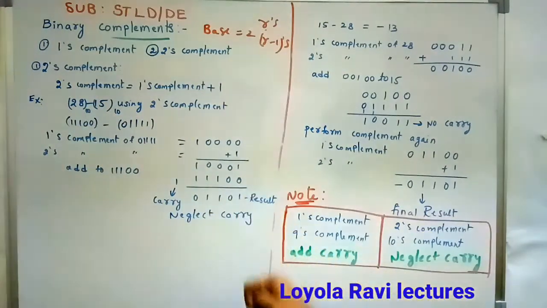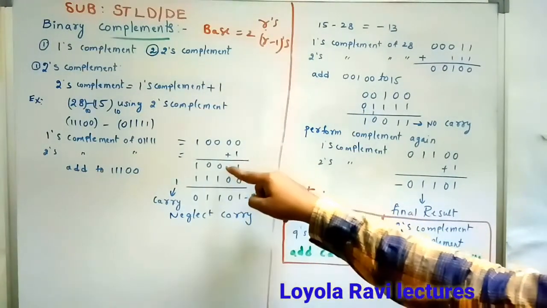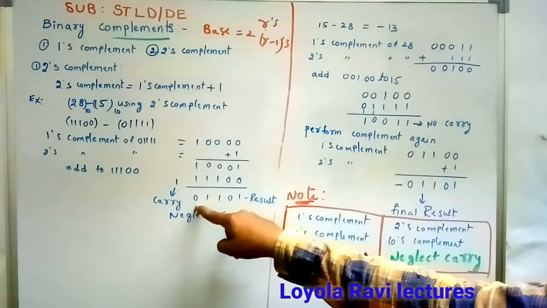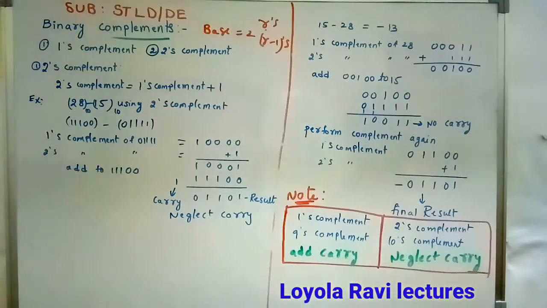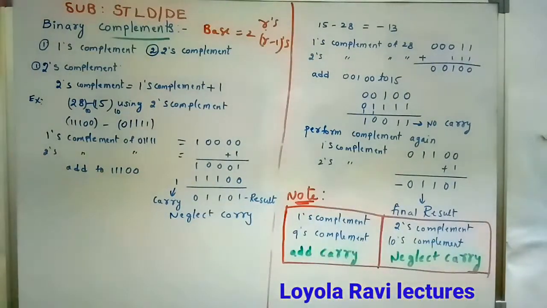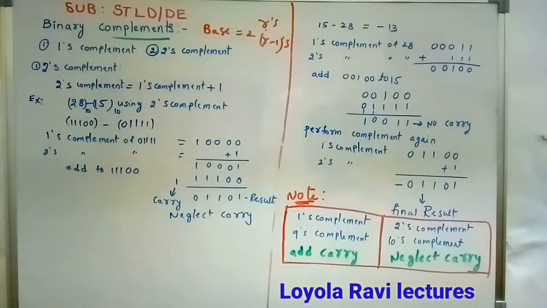I am going to add these two. 0 plus 1 is 1, 0 plus 0 is 0, 0 plus 1 is 1, 0 plus 1 is 1, 1 plus 1 gives sum 0 carry 1. Remember that 1 plus 1 gives sum 0 carry 1. In 2's complement form we have to neglect the carry. Remember, this is an important point.